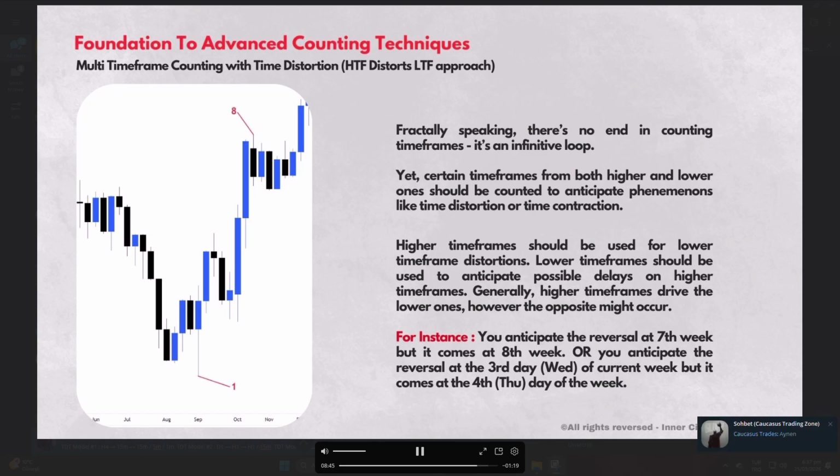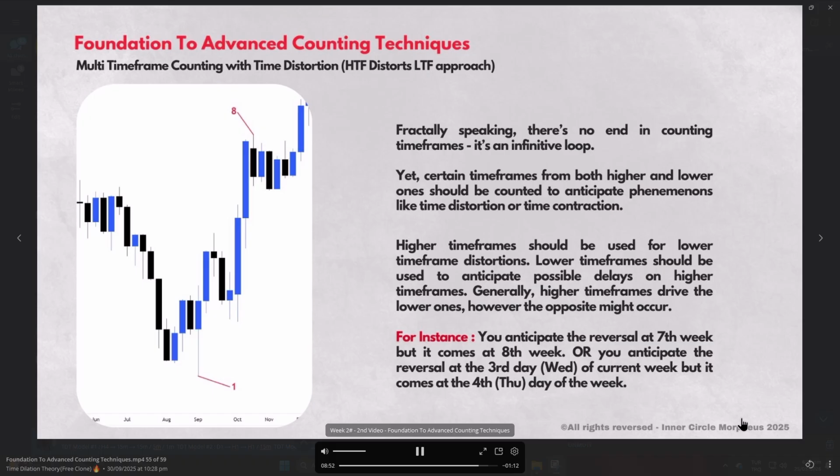For instance, you anticipate the reversal at the 7th week, but it comes at the 8th week. Or, you anticipate the reversal on the 3rd day, Wednesday, of the current week, but it comes on the 4th day, Thursday, of the week.